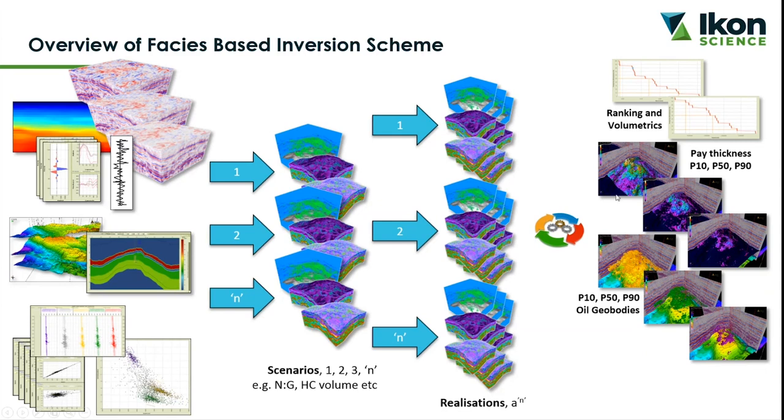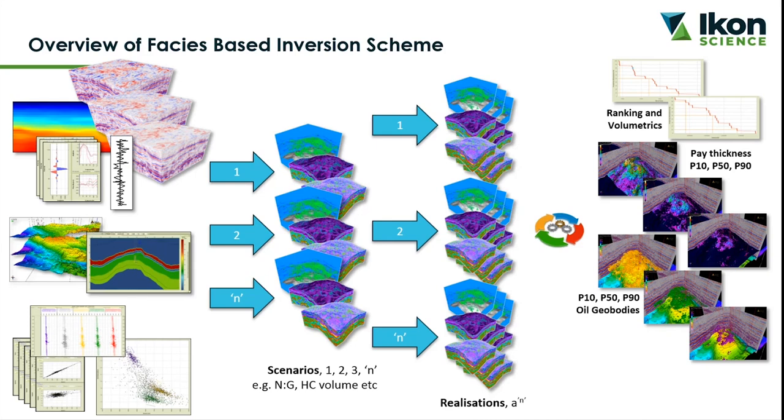Once we have all of these realizations, we can start to perform statistical analysis to come up with things like ranking: which of these cubes gives me the highest GRV, the greatest volume of in-place oil or gas? How is the pay thickness distributed? What does it look like at different probability levels? And how do those geobodies vary? And how do we plan future well locations to intersect the best locations across the field?